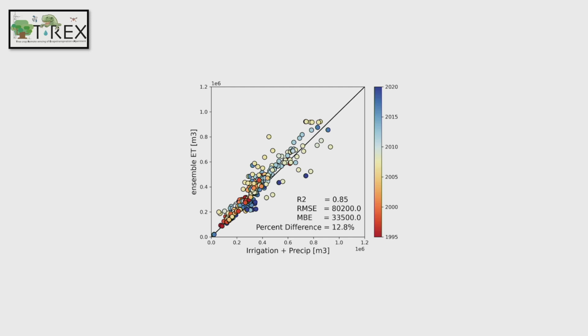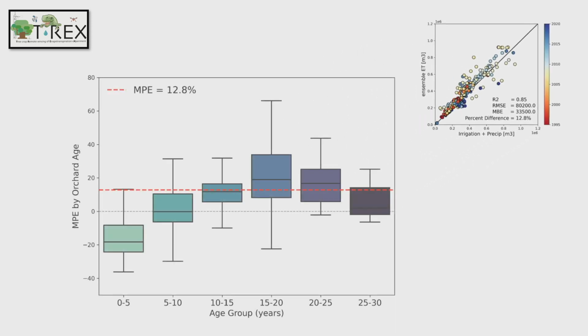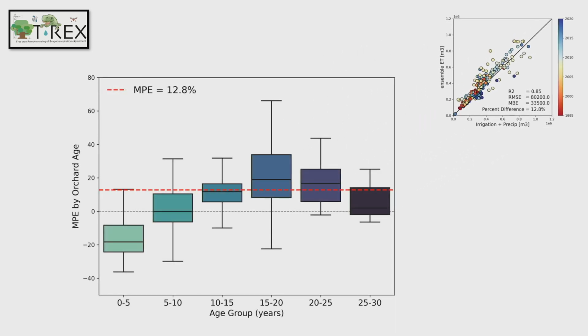So irrigation and precipitation is on the x-axis, ensemble ET is on the y-axis. The color bar there is plant date for the almond orchard. And what we find, again, is a fairly strong correlation. I was actually a bit surprised at how well correlated they were, and a percent difference of roughly 13%. And if we broke it down into almond age, what we found was OpenET actually underestimates irrigation and precipitation by upwards of 20% in those young orchards.